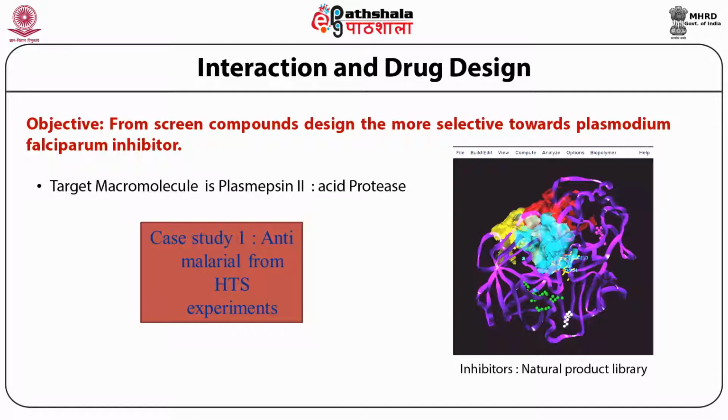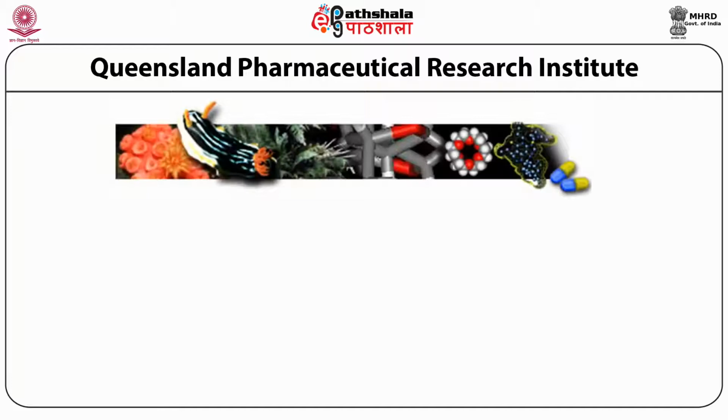But you should notice there are smaller active sites that have also been depicted or found. However, the main substrate or inhibitor lies in the large pocket. Hence, when we do the screening, or dock, or design compounds, we will use the major active site. Queensland Pharmaceutical Research Institute had a huge natural product library.